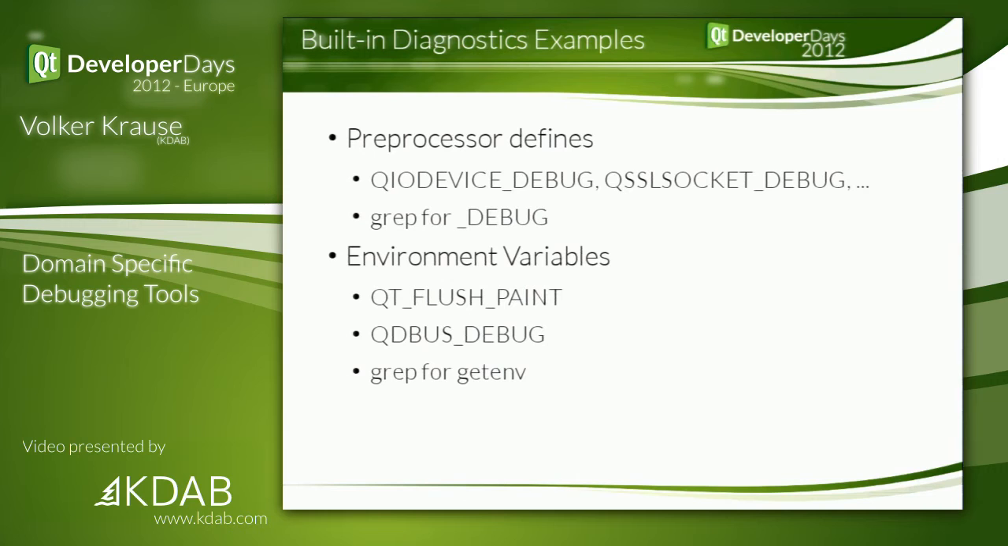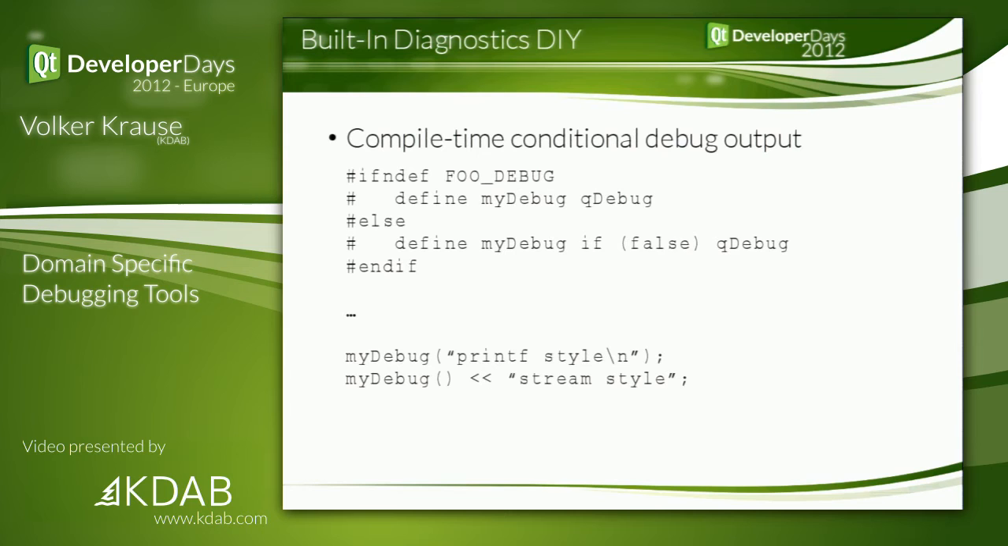Just two examples there, Flash Paint, that visualizes all the widget paint operations. Very useful for paint performance and paint debugging. Debug just gives you full output of the debug communication, but there's many more in Qt. And this is, of course, something you can also do in your component. We'll see an example. Right, for compile time conditional diagnostics, you just use if-defs.